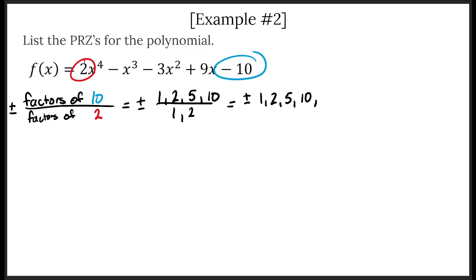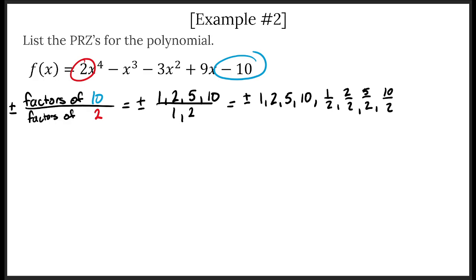Then we also have any possibility that is over 2. So like 1 over 2, 2 over 2, 5 over 2, 10 over 2. We need to write those fractions as well. Some of those could reduce, and we're going to look at those. So I got 1 over 2, 2 over 2, 5 over 2, 10 over 2. All right, so I've got this list full of numbers here.